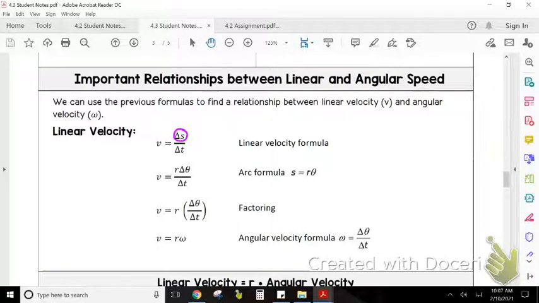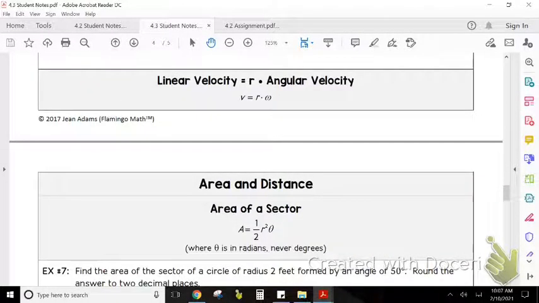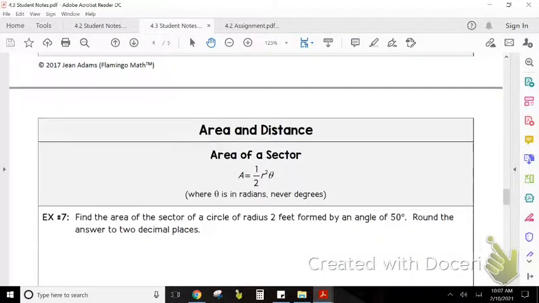So we start out with, they took s and they replaced it with r times theta. Okay? And so then what they did is they said, okay, we're going to separate this. This is the same as r times theta over t. And what we know from the formula is that theta over t is just omega. So we're able to find that velocity is equal to the radius times omega. All right, so that's what they wrote down here at the bottom. It says linear velocity v is equal to r times omega.